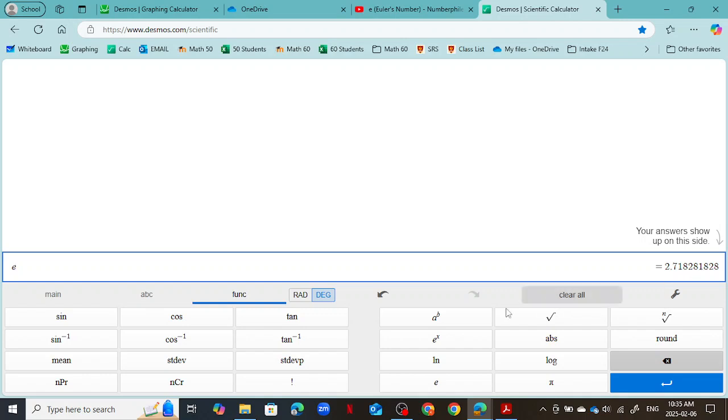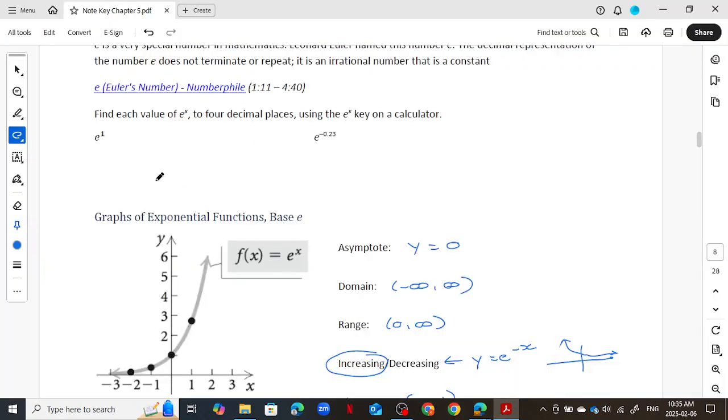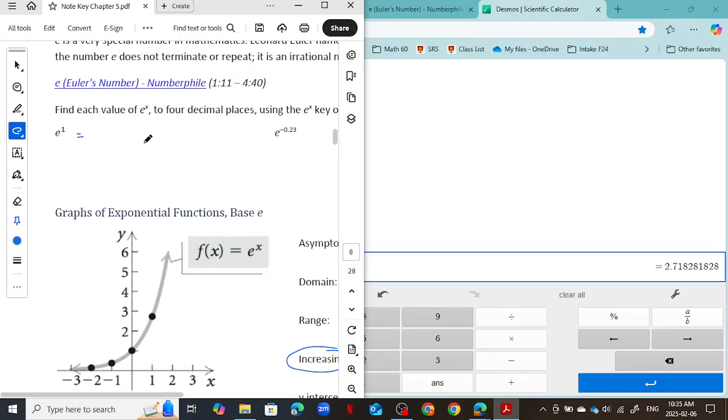Your calculator might make you do e to the exponent 1. I have just an e button, but most calculators have this e to the x button because they're like, okay, well, what exponent do you want to put on e? If I put in e to the 1, I get 2.718, and so on. So if I go back to the note right here, I want you to put e to the 1, which is 2.718. Now we're going to go to 4 decimal places, so we're going to round it to 2.7183.